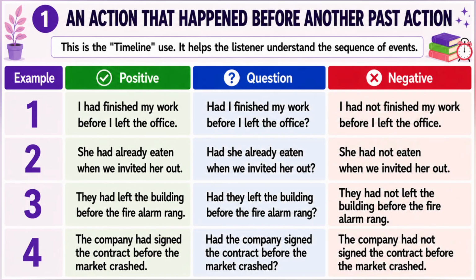Example 3. Positive. They had left the building before the fire alarm rang. Question. Had they left the building before the fire alarm rang? Negative. They had not left the building before the fire alarm rang. Example 4. Positive. The company had signed the contract before the market crashed. Question. Had the company signed the contract before the market crashed? Negative. The company had not signed the contract before the market crashed.